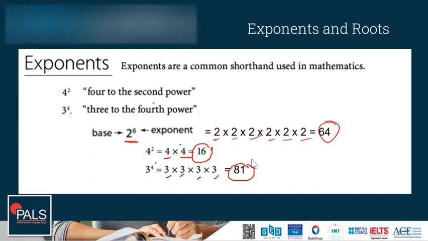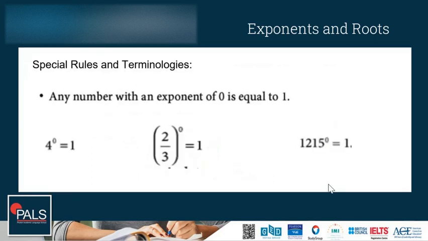Let's look at some special rules and some terminology that we should be familiar with in regards to exponents. The first one is, any number with an exponent of 0 is equal to 1. Regardless of how large the number is, if the exponent is 0, the value is equal to 1. Remember that condition. So 4 to the power of 0 is equal to 1. 2/3 to the power of 0 is equal to 1. 1,215, this is larger than the other two examples, but the exponent is the same, 0, so the value is still equal to 1.